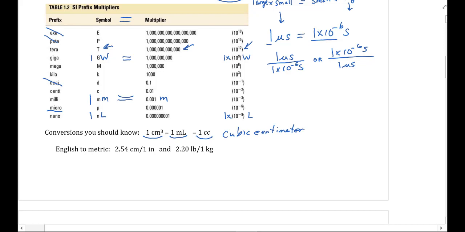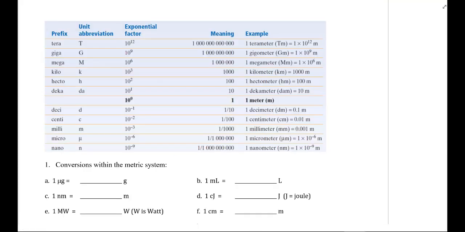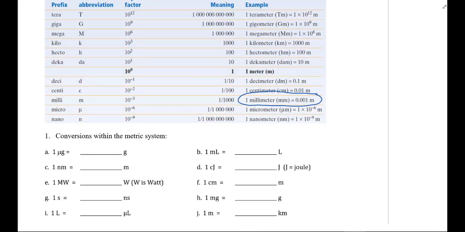There's one English to metric conversion that I expect you to know for Chem 201P, and that's 2.54 centimeters is equal to 1 inch. You don't need to know the pounds to kilograms, but it is kind of handy to keep that in mind. I came across this table recently. This table has the same prefixes and exponential factors and meanings, but it gives a specific example in terms of 1 millimeter equaling 0.001 meters. It's a lot like what I did in the table above, but this table has it explicitly right there in front of you. Let's work on some conversions within the metric system.